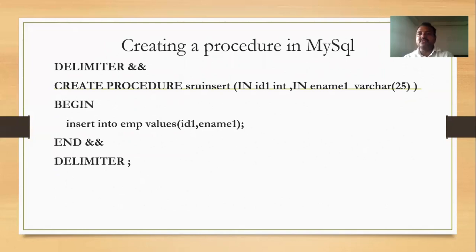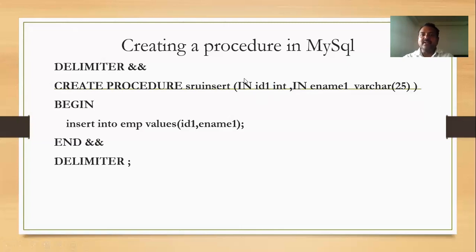As I said, we are going to start this procedure by using the keyword delimiter, which changes the delimiter of MySQL. Then we start the procedure by using the keywords create procedure, and then we give the name of my procedure. In this case I gave the name as SRU insert. Then I will have an opening parenthesis and a closing parenthesis, and within the parentheses we are going to specify the parameters.